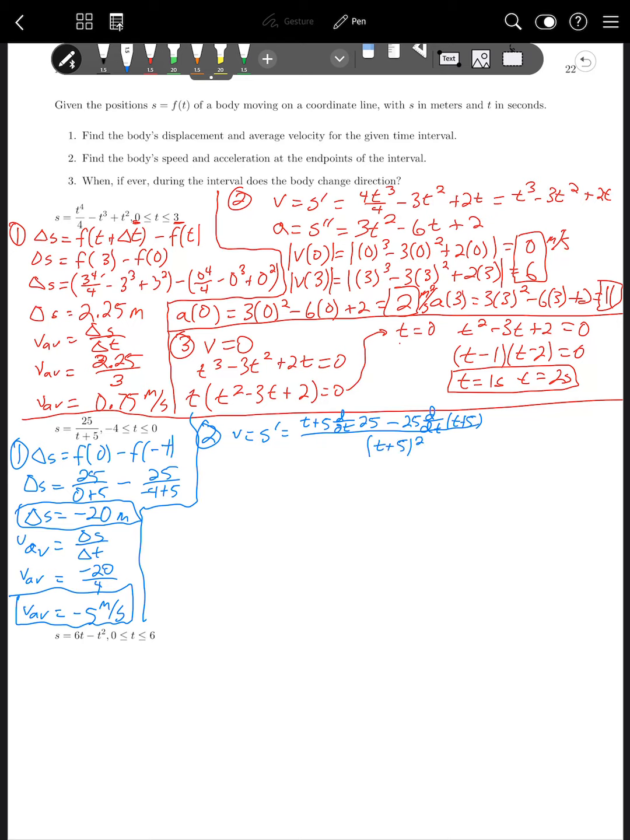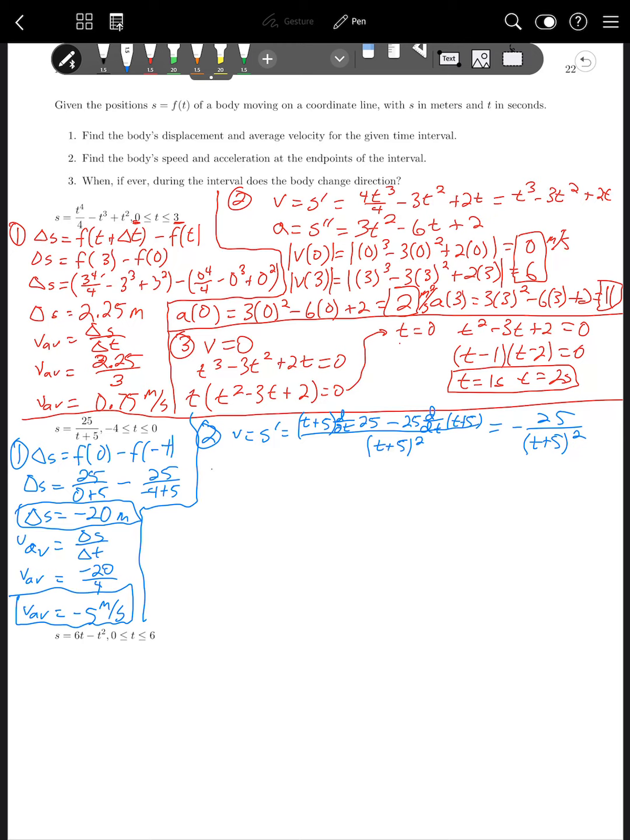Okay, so the derivative of 25 is 0. So that means this entire first part's going to go away, right? Because 0 times t plus 5 is 0. And the derivative of t plus 5 is 1. So negative 25 times 1 is negative 25. So this is going to be negative 25 over t plus 5 squared.